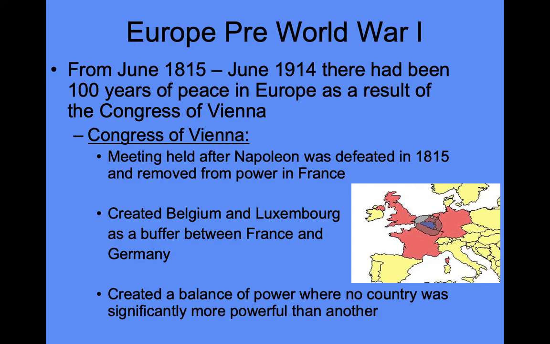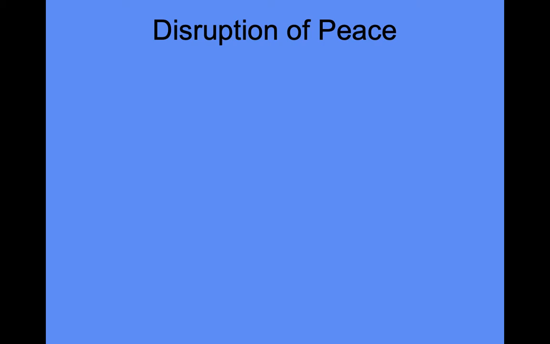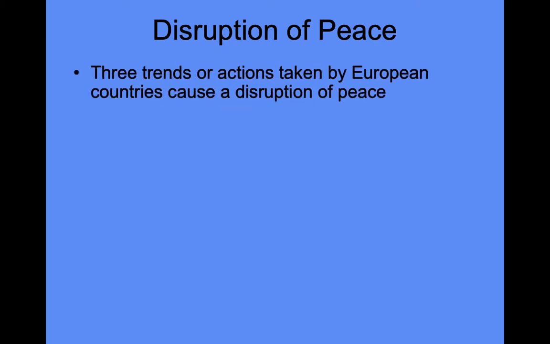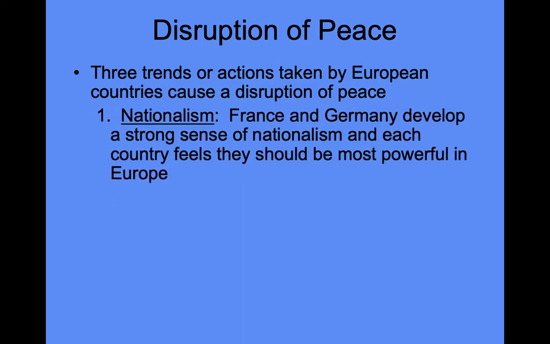Over that time period known as the Age of Imperialism, the European nations took a variety of actions that led to a disruption in the peace that had been created by the Congress of Vienna. As a result of their competition for colonies, the nations of Europe took a series of actions that led to the development of three trends that would cause the peace in Europe to end. The first trend is nationalism.